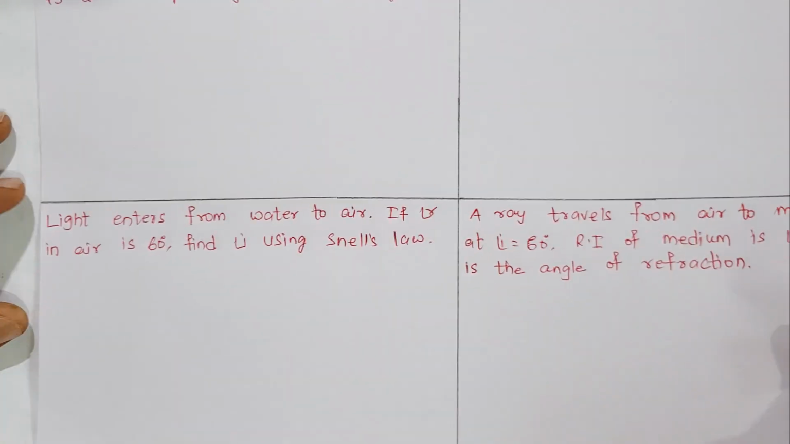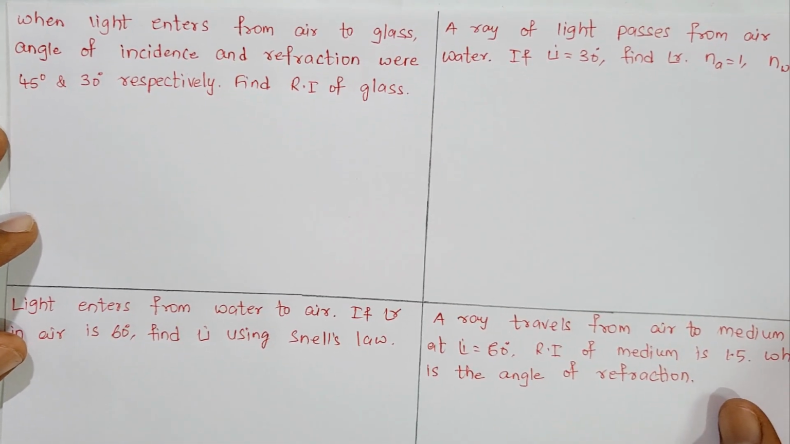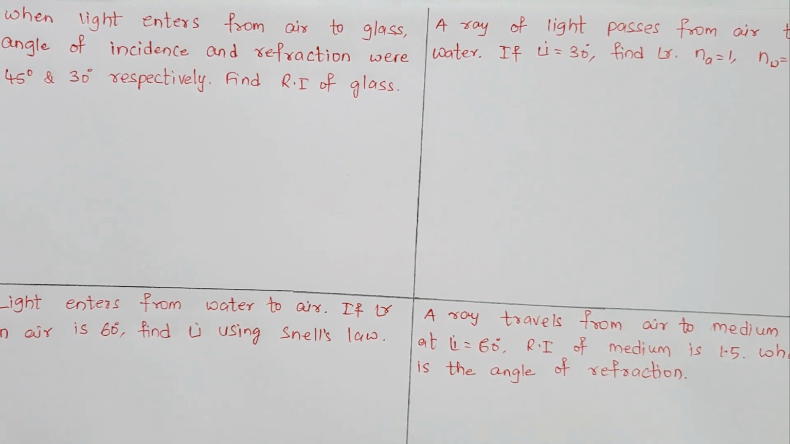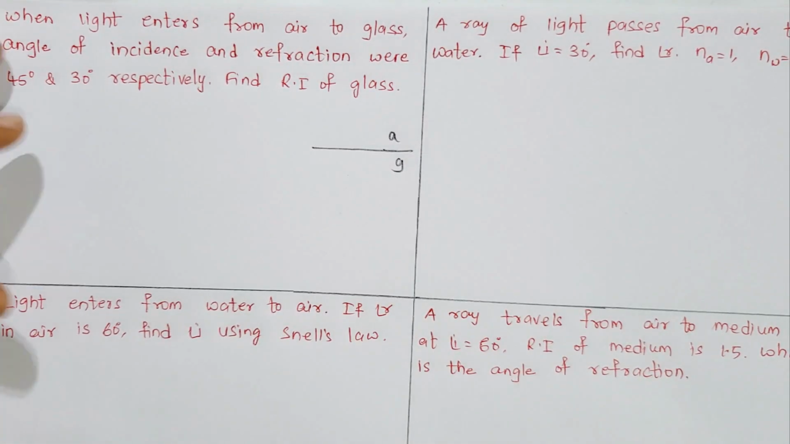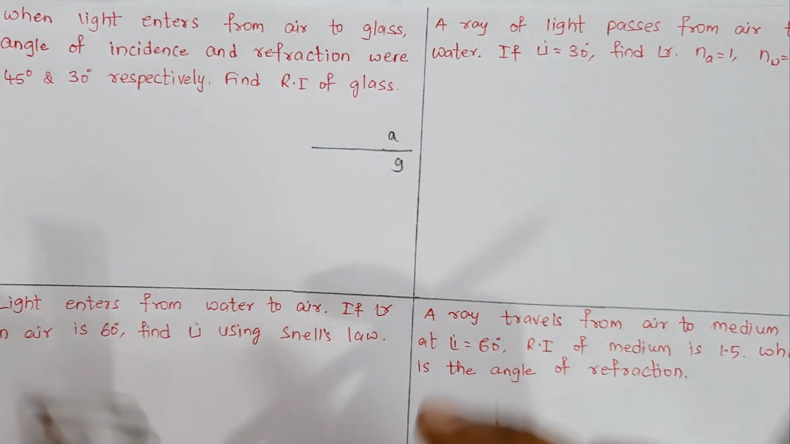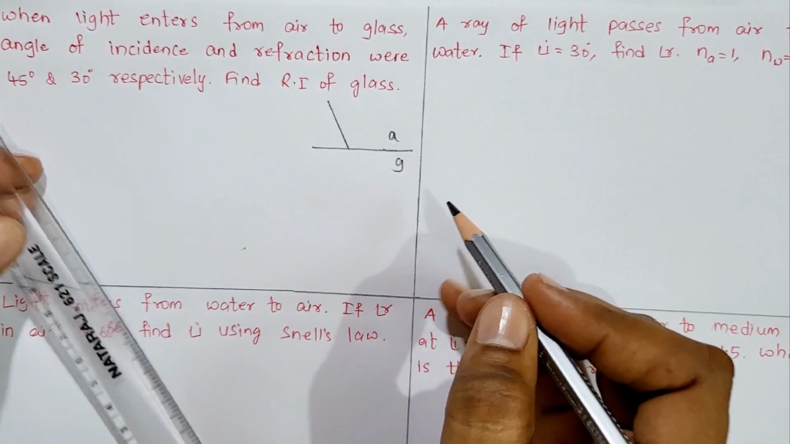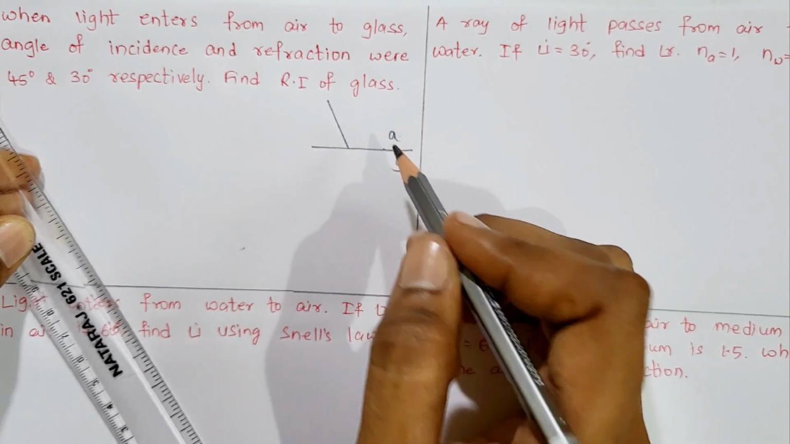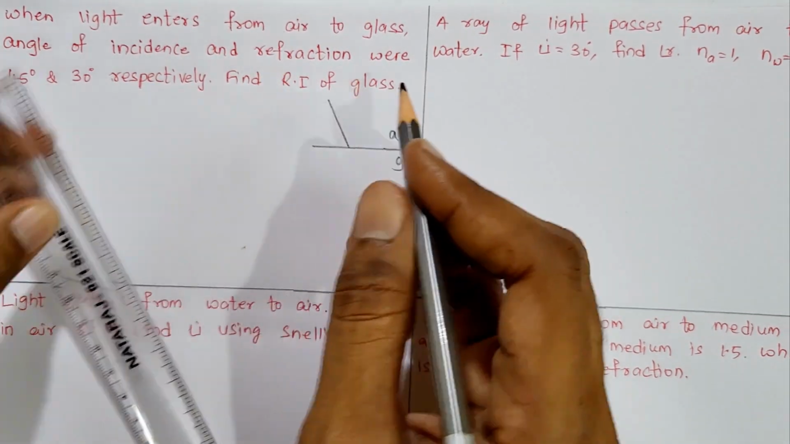See now, 4 problems I have taken. When light enters from air to glass, the angle of incidence and angle of refraction were 45 degrees and 30 degrees respectively. Find the refractive index of glass. See now, the light is passing from air to glass. Just by reading the question you should be able to remember: air to glass, glass is optically denser. So the angle of refraction will be the lesser value and the angle of incidence will be the larger value. So the angle of incidence and refraction were 45 and 30.